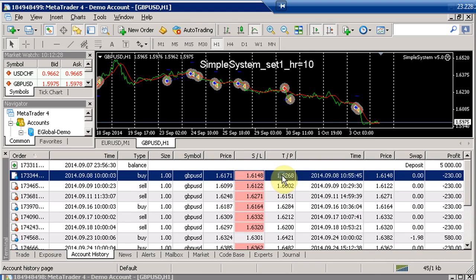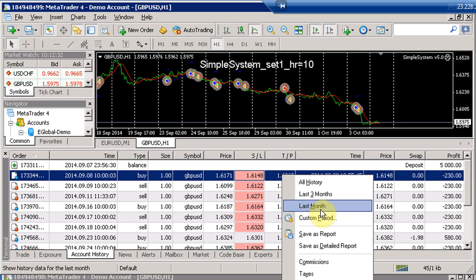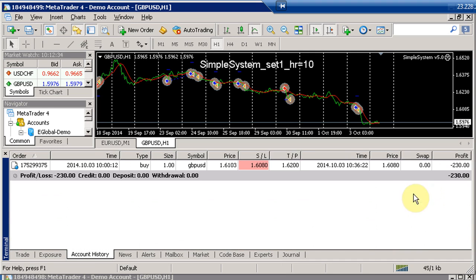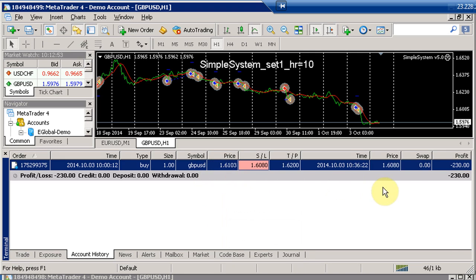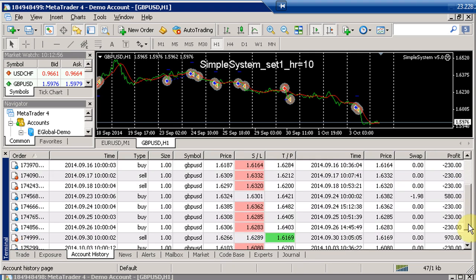So if we right click here and if we click last month, then what you will see is that only the last month's trades will be displayed. And sometimes this is the default case in MetaTrader 4. This way you're only seeing any trades that were conducted in the current month that you're in. If this is the case for you right now, then all you have to do is right click and click all history to see all of the trades during this demo test.